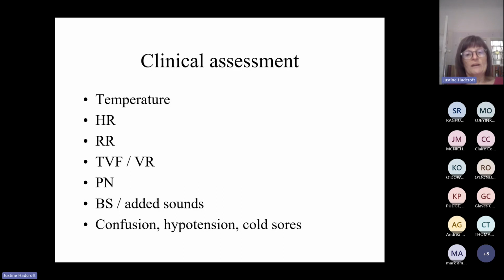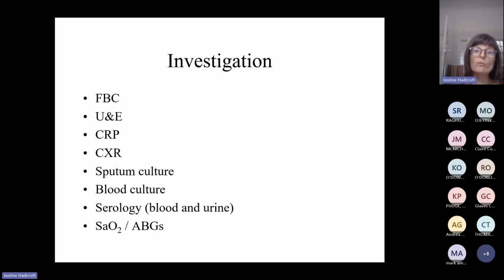Confusion is a worrying sign, as is hypotension. Cold sores can go with pneumococcal disease. So if somebody's got a cold sore, it's more likely that their organism is pneumococcus or Strep pneumoniae than any other organism. And then we do investigation.